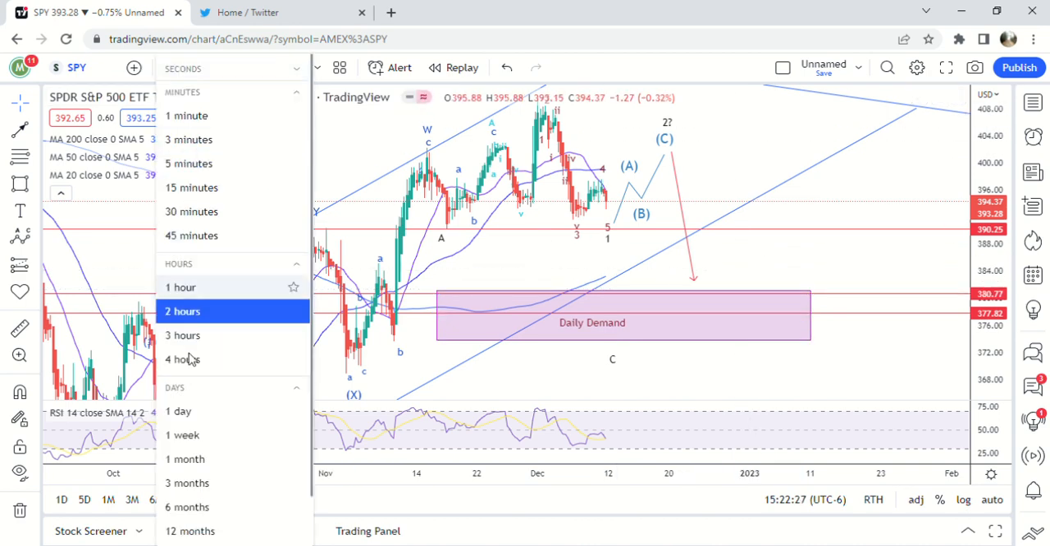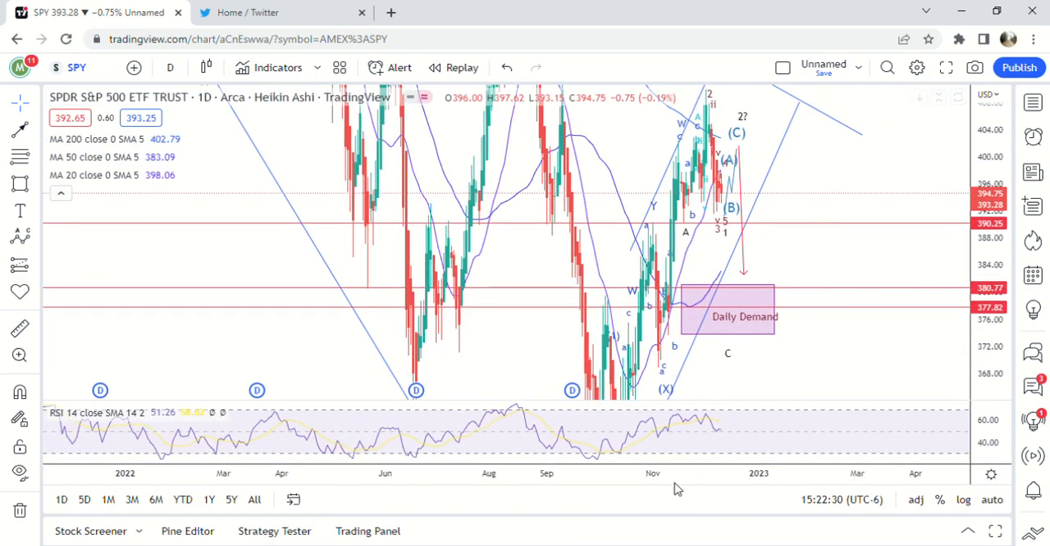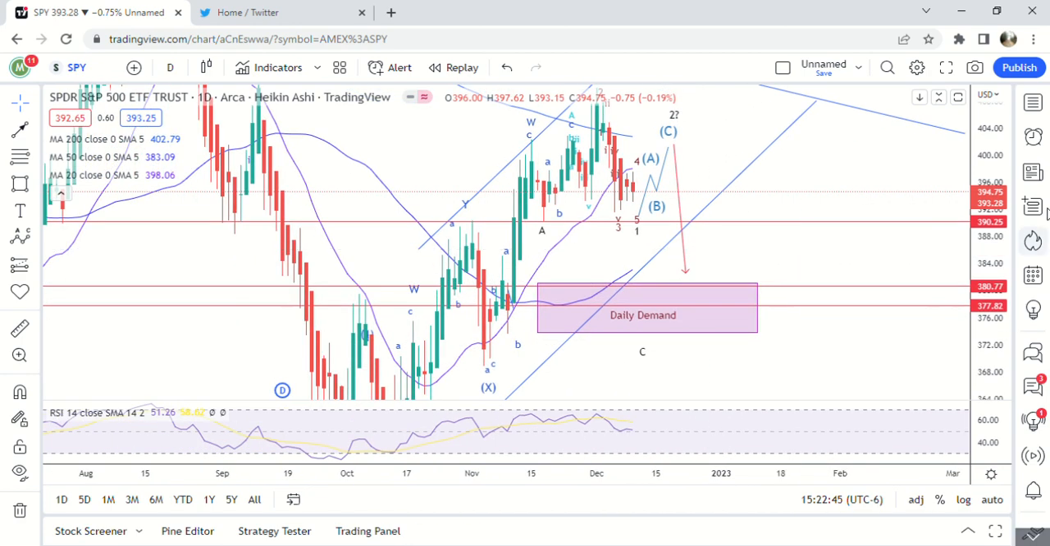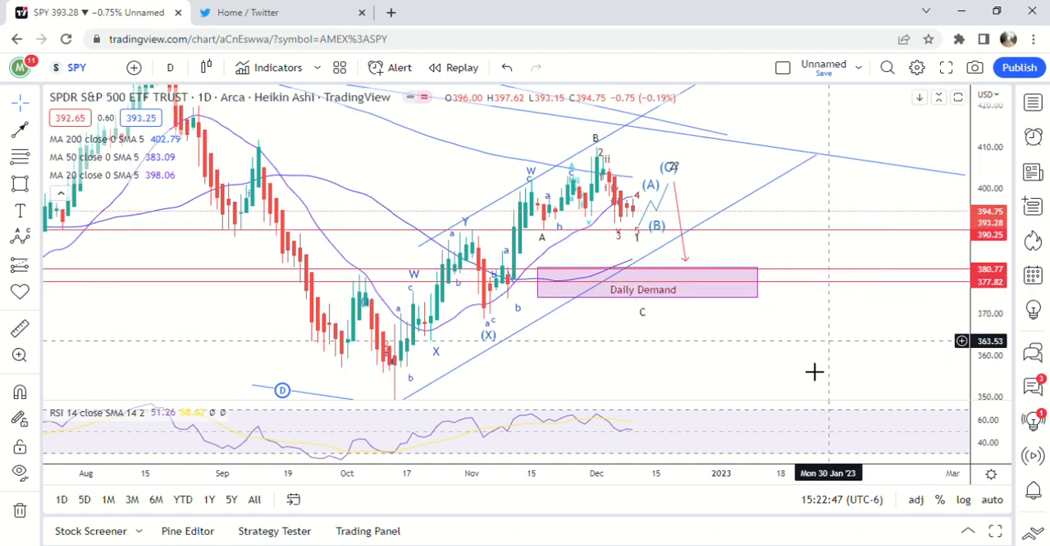So on the daily time frame, you look at this, you can see that we took off right here. And so you basically draw your daily demand, the candle before it. So that is 373.84 all the way to 381.16. And so I was just looking at the fib levels of everything.